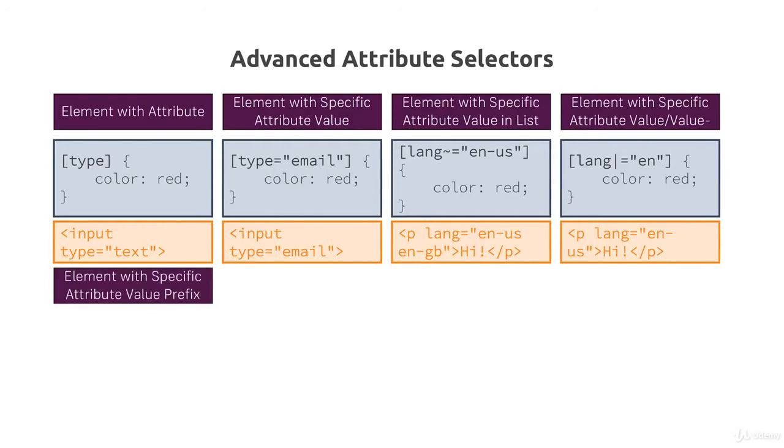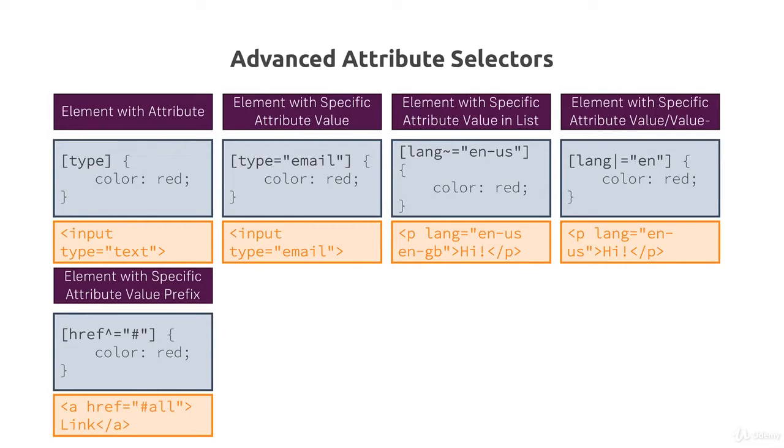We also can select an element with a specific attribute value prefix. Here's an example. Here we're selecting, with that special character in front of the equal sign, any element which starts with a hash. So where the value of the href attribute starts with a hash, to be precise. That would match an internal link, for example.